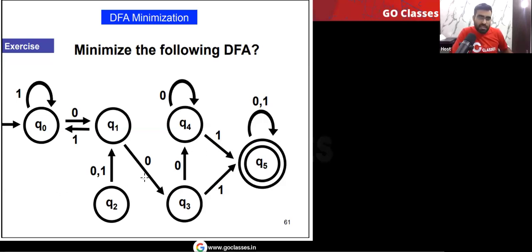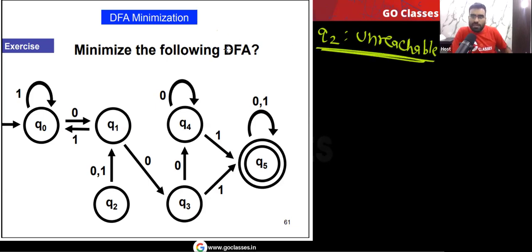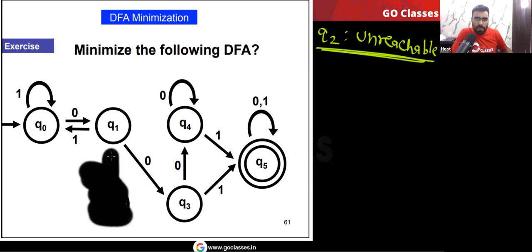Okay, is there any unreachable state? First, you remove unreachable states. Yes, Q2 is unreachable. Yes or no? I can say Q2 is unreachable. So first you remove it. This is your first step. Step number one: first you remove the unreachable state. So this state is gone.